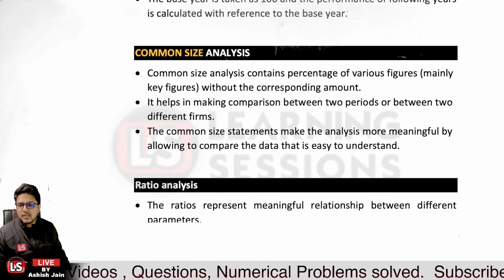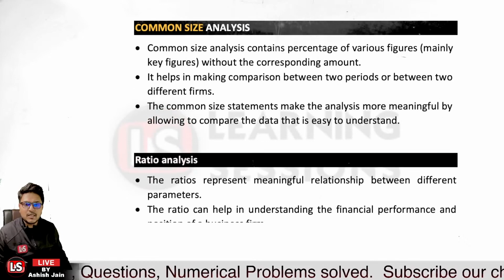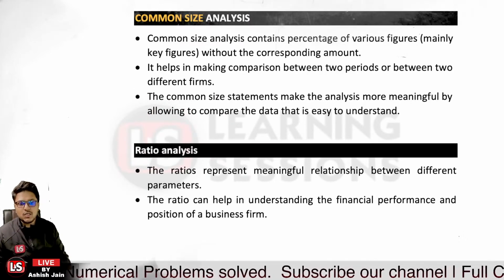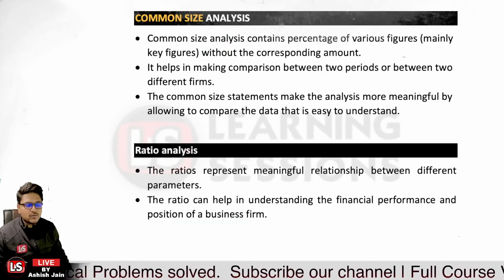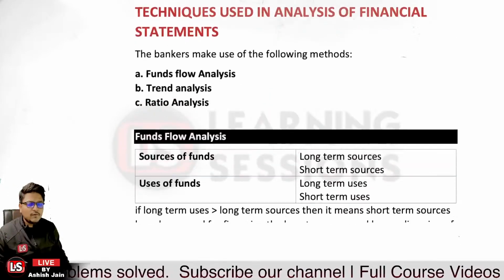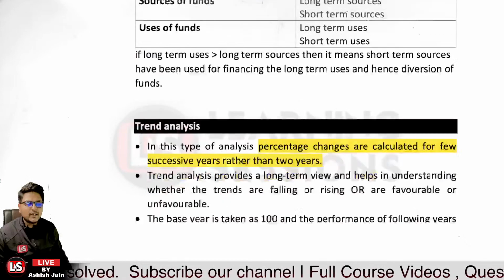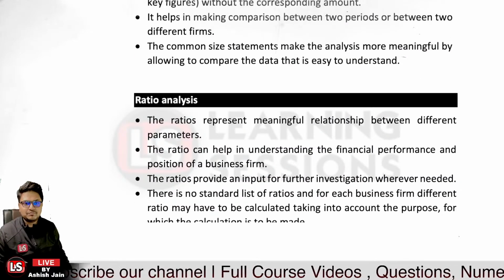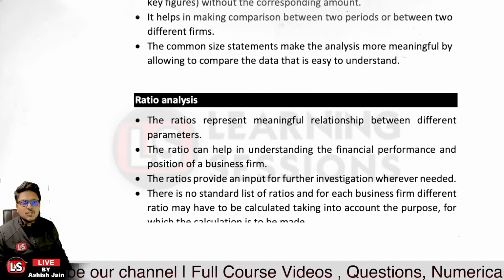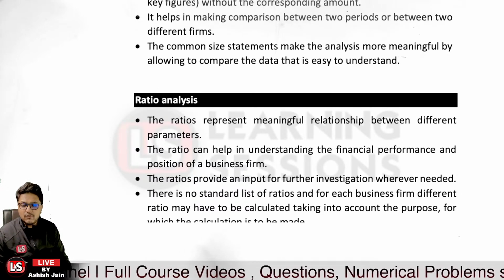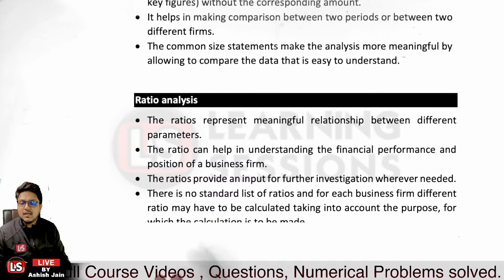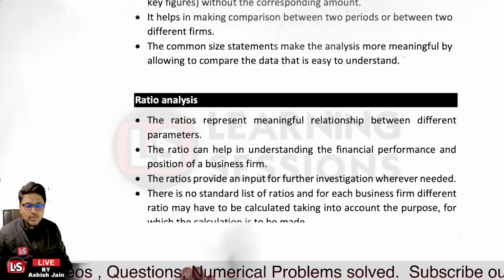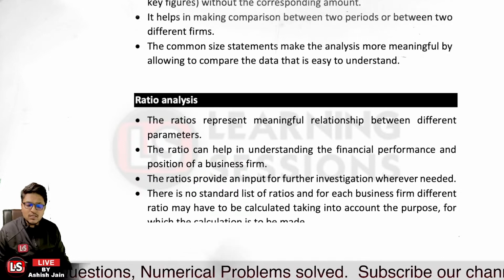And the third technique that we use for financial statement analysis is the ratio analysis. So the first one was fund flow analysis, the second was trend analysis, and the third is ratio analysis. Ratios are very important and meaningful, and they give us a very clear and transparent picture about different items in the accounting statement itself. So what are ratios actually?